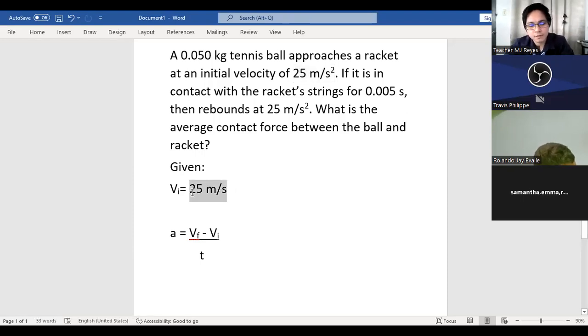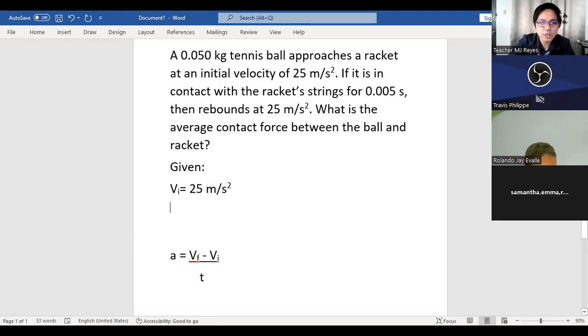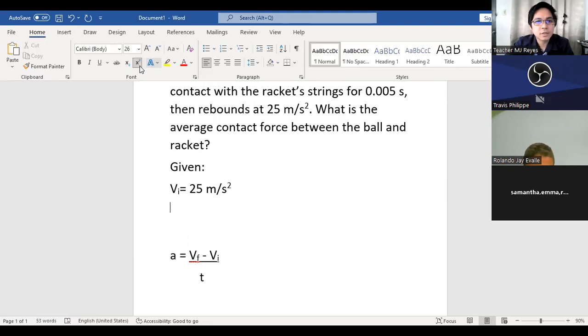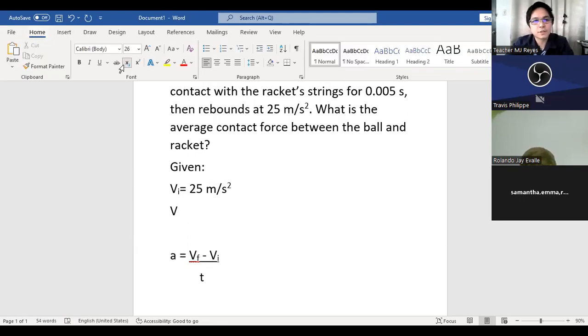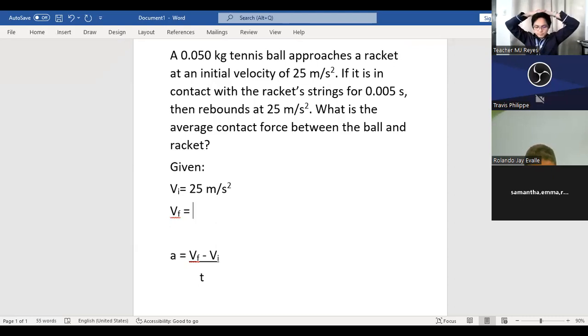How about the VF? I don't know. Probably 0. I think also 25. It has an initial, so it is supposed to have a final. We started the motion at 25. So it should have the final velocity after the initial. Correct? So what is the final velocity there, based on the question? 25.